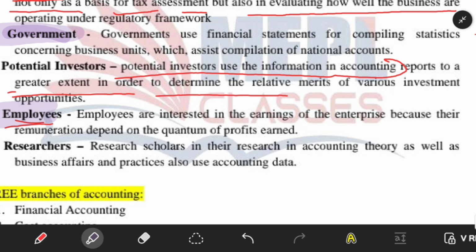Employees also use the financial information of the company. That is, they want to know whether the company is growing or not. And if the company is doing well, employees may get bonus, salary, or promotions. They also feel more secure in their job when the company is financially strong. So employees are interested in the earnings of the enterprise because their remuneration depends on the profits earned.